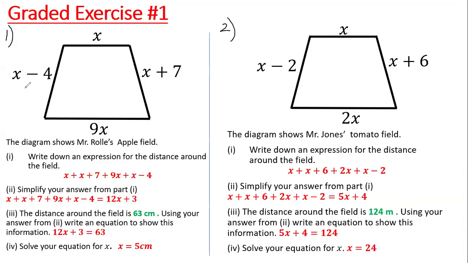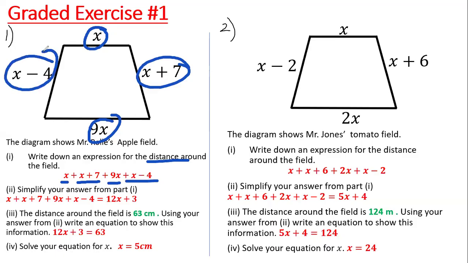For this one, they said, write down an expression for the distance around the field. So how are we going to get that? We say x, then we have x plus 7, then we have 9x, and then x minus 4. That's how we got this first one, the distance around the field.